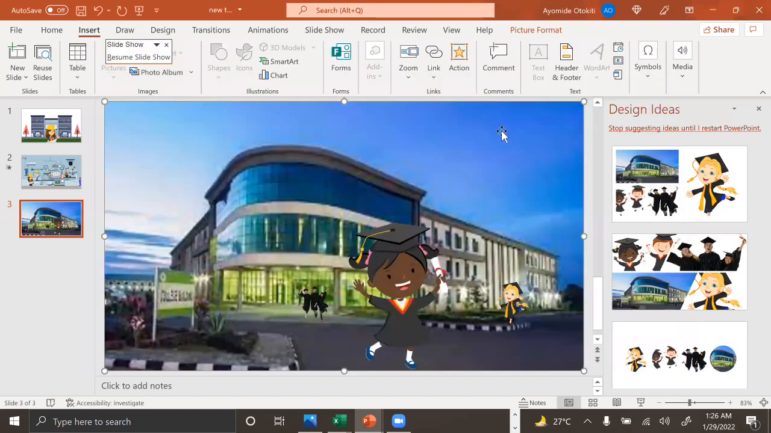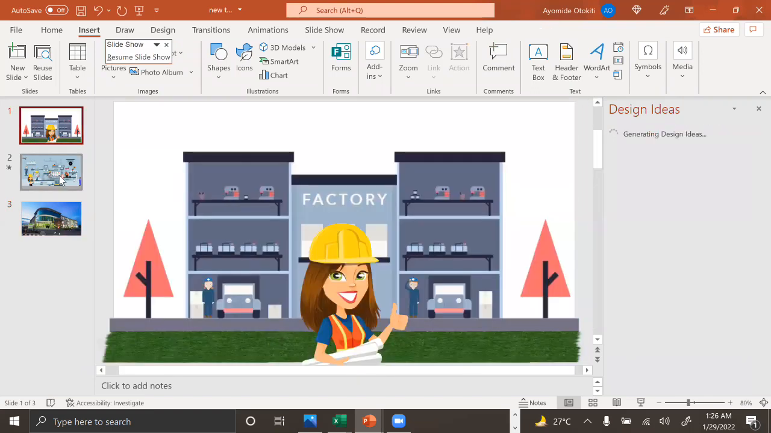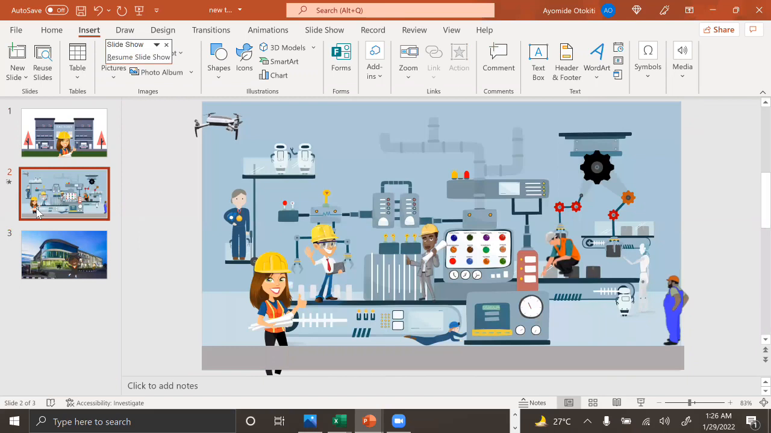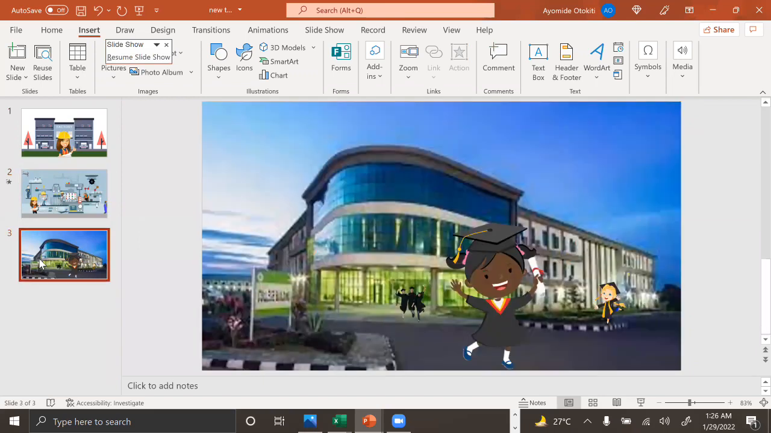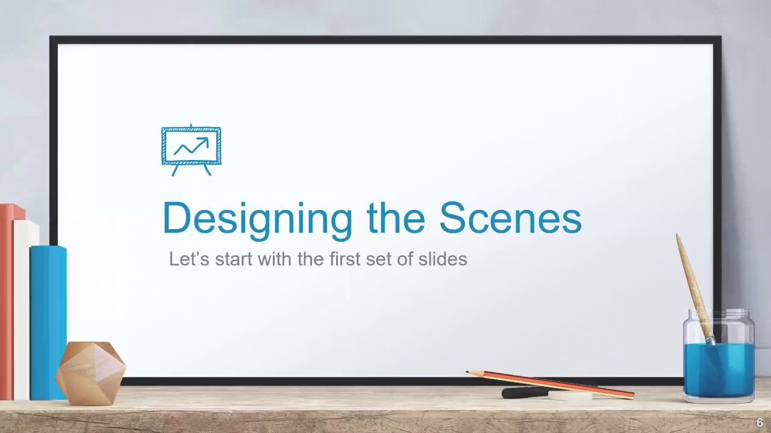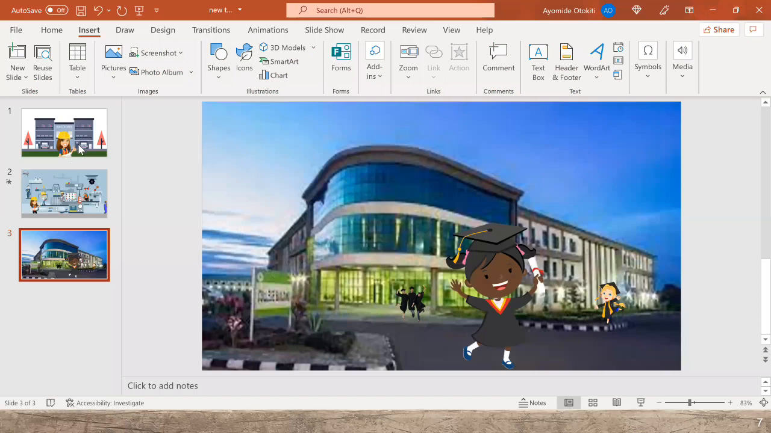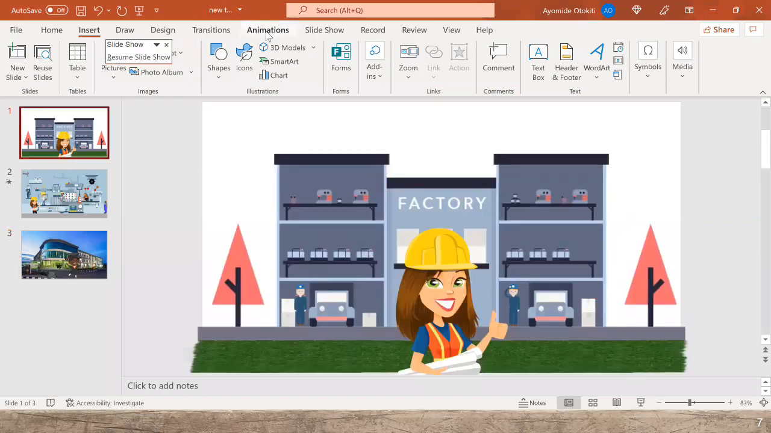So this is fine. So now we've created our several scenes, right? Created the scene where Temitope is in front of the factory, created the scene whereby Temitope is inside the factory, created the scene whereby Temitope is finishing from school. So we just finished designing the scenes. So the next step here is animating the scenes. Animating the scenes means creating some motion paths, giving some movement to these characters that we put into the scene. So it comes to life, it gives life to your presentation, right? So we move into the first slide. So this is where the animation pane is.